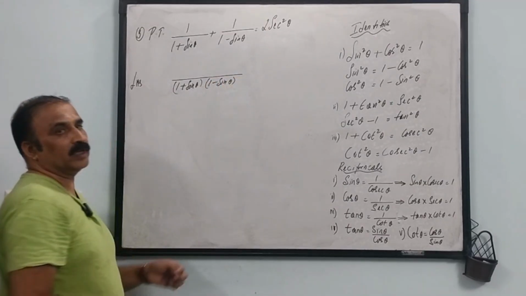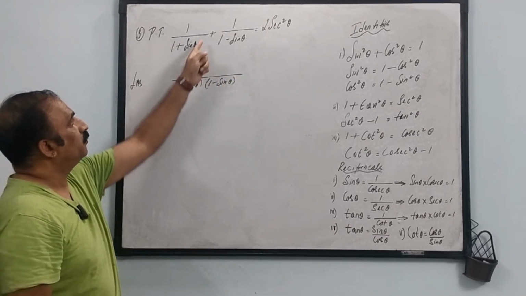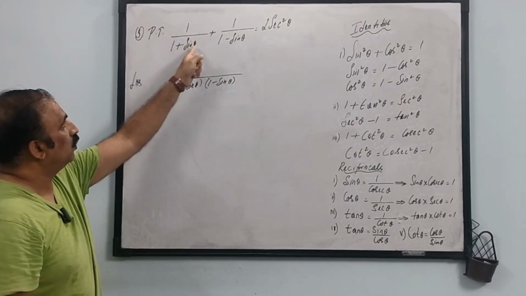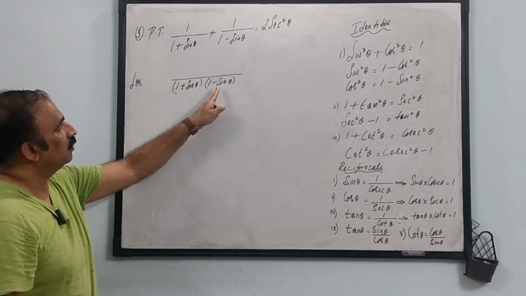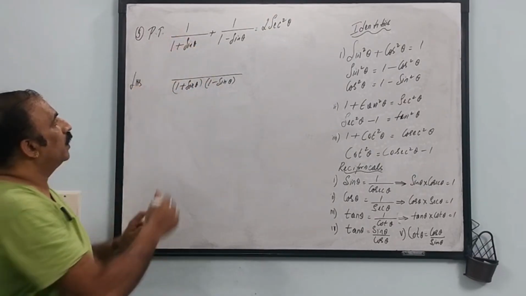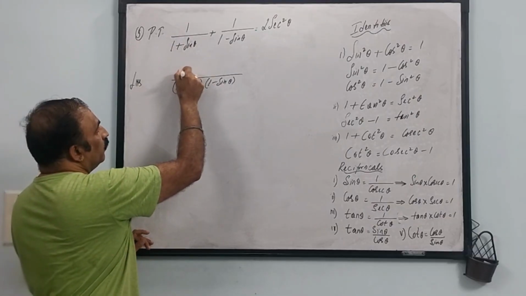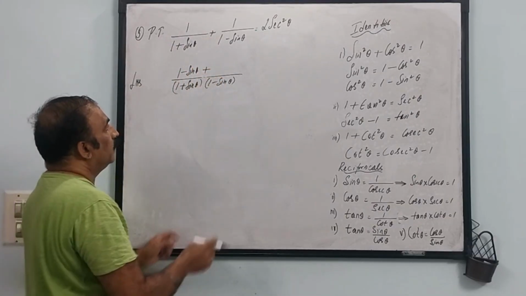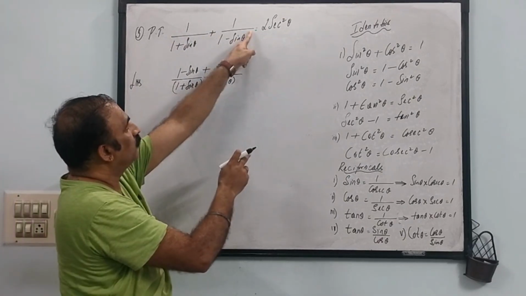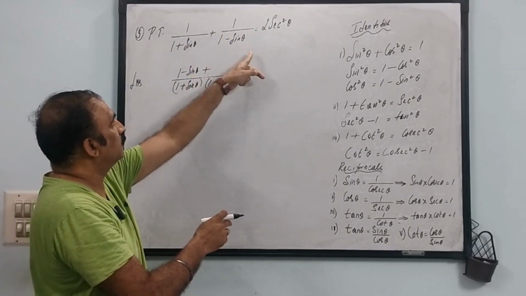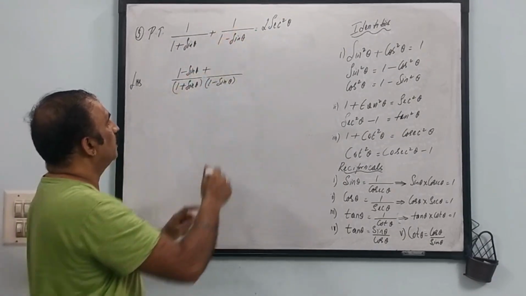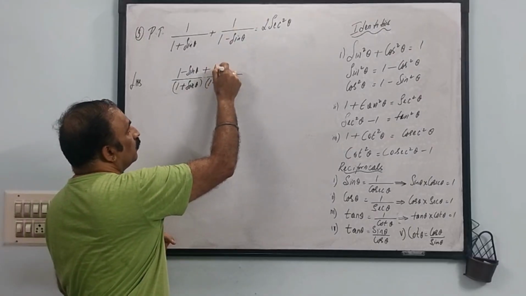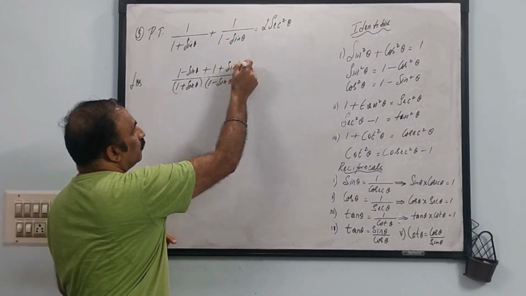Now what happens when you take LCM? You take these two terms and multiply to the first one. That means this whole of 1 plus sine theta gets cancelled. 1 minus sine theta into 1 is going to be 1 minus sine theta. Then you have got plus. Then again these two terms are multiplied to this. So 1 minus sine theta gets cancelled. 1 into 1 plus sine theta is going to be the same thing, that will be 1 plus sine theta.